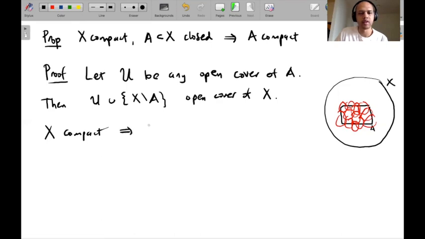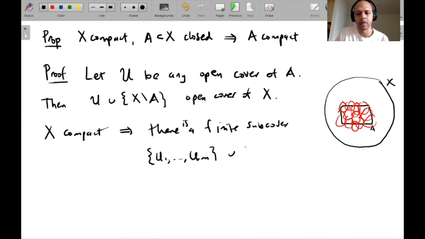Okay, and so X compact implies that there's a finite subcover, let me write it this way, U1 up to UM together with X minus A. We know that X minus A is going to be in this finite subcover because, well, as long as A is a proper subset of X, maybe this is in there, maybe it's not. If we throw it in, it's still a finite subcover.